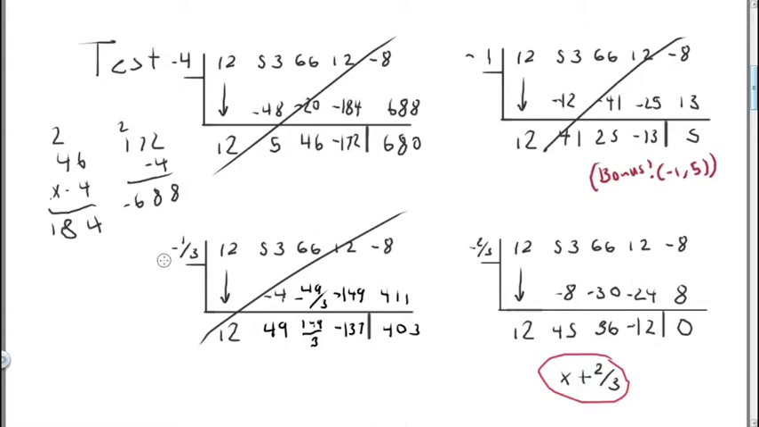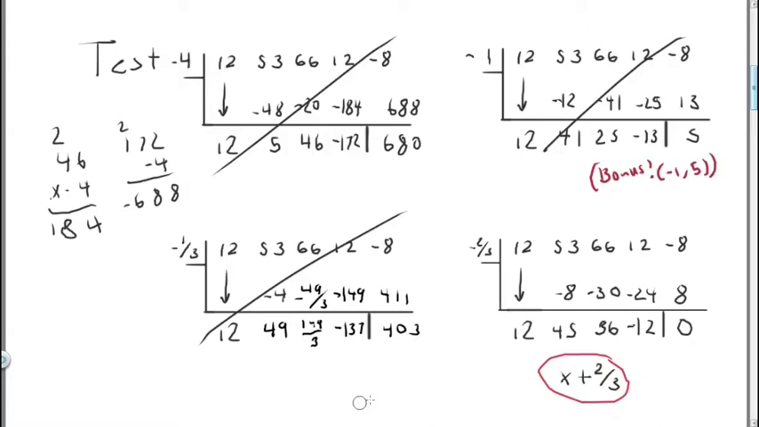So I decided to start with a fraction. I started with -1/3, same deal. -1/3 times 12 gives you -4. 53 minus 4 gives you 49. Bring down a line, multiply it again, you get 66 minus 49/3, and then you get 149/3. Multiply that by -1/3, and you get a -149. Add 12 to that, you get -137, and then multiply -1/3 times -137, you get positive 411. Subtract 8 from that, you get 403.